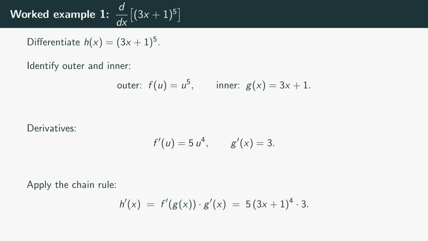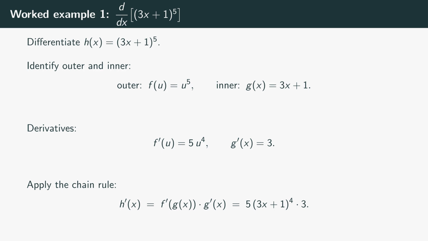Now apply the chain rule. h prime of x equals f prime of g of x times g prime of x. Substitute. F prime of g of x means take 5u to the fourth and replace u with the inner function, 3x plus 1. That gives 5 times 3x plus 1 to the fourth. Multiply by g prime of x, which is 3. 5 times 3 is 15. The derivative is 15 times 3x plus 1 to the fourth.